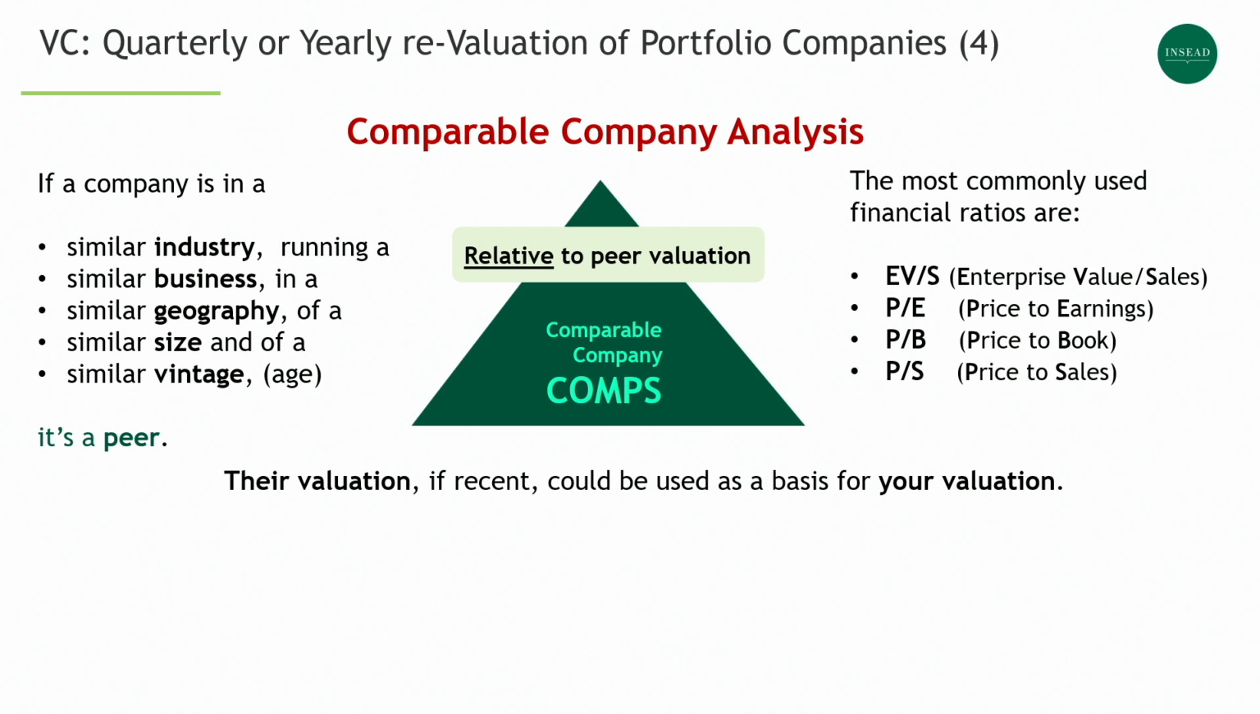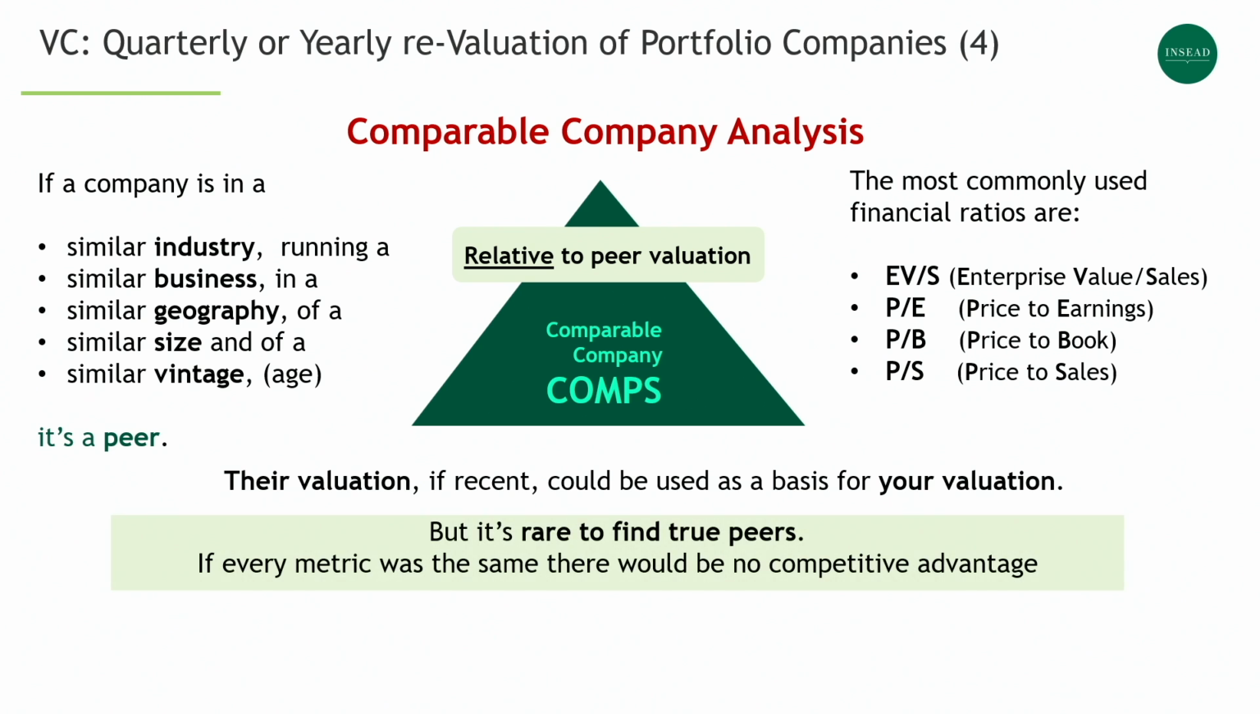The most commonly used financial ratios at this point, because obviously, how do I compare those two companies? So we look for financial ratios. Some of the commonly used ones are enterprise value over sales, price to earnings, price to book, price to sales. But obviously, it's rare to find a real peer, a true peer.